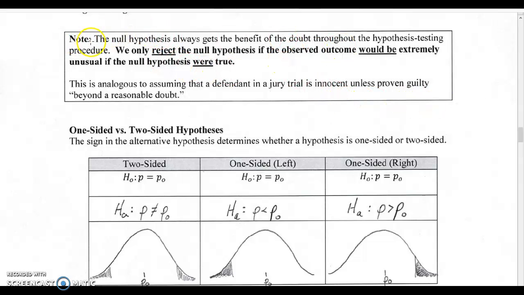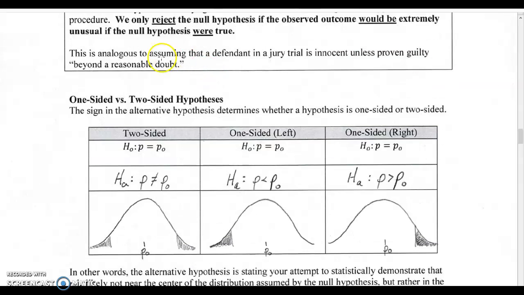Now, note that the null hypothesis is always going to get the benefit of the doubt throughout the hypothesis testing procedure. In other words, we want to see if we have a lot of data that goes against the null hypothesis. So we're only going to reject the null hypothesis if the observed outcome would be extremely unusual if the null hypothesis were true. This is analogous to assuming that a defendant in a jury trial is innocent unless proven guilty beyond a reasonable doubt. So we always assume that the null hypothesis is the deal. That's really what's going on. But then do we have enough data that says, hey, that's not really probably what's going on?